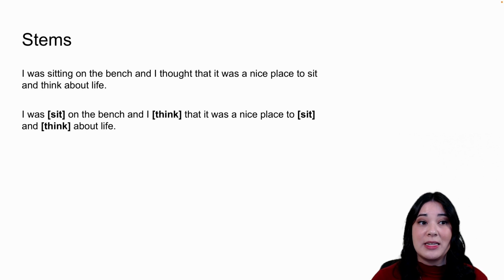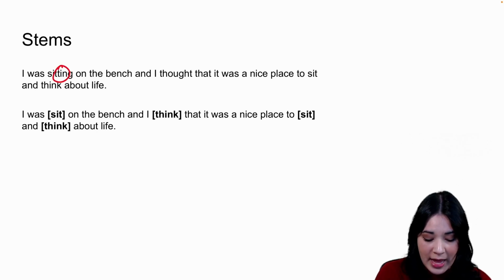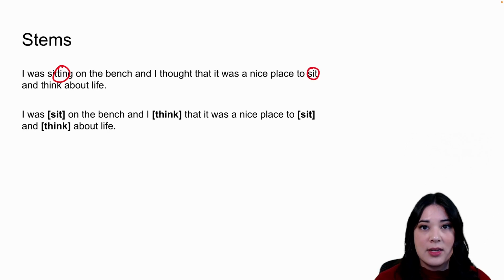The first concept is stems. Stems are a way of taking words that have the same root and representing them the same way in a sentence. For instance, in this sentence, it says, "I was sitting on the bench and I thought that it was a nice place to sit and think about life." Here, we see 2 examples of a same root word being used slightly differently in the same sentence. For example, we have the word sitting as well as the word sit in this sentence.